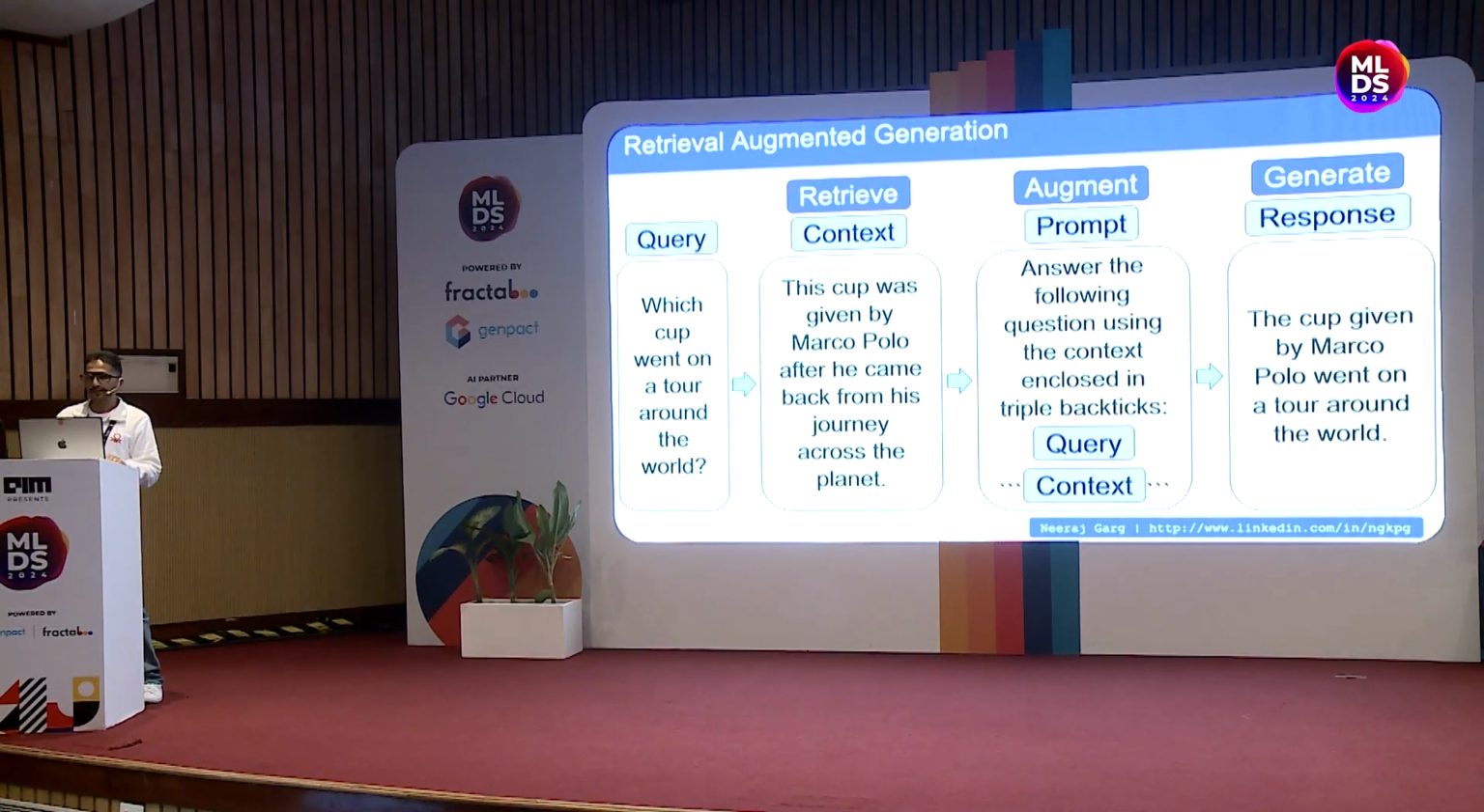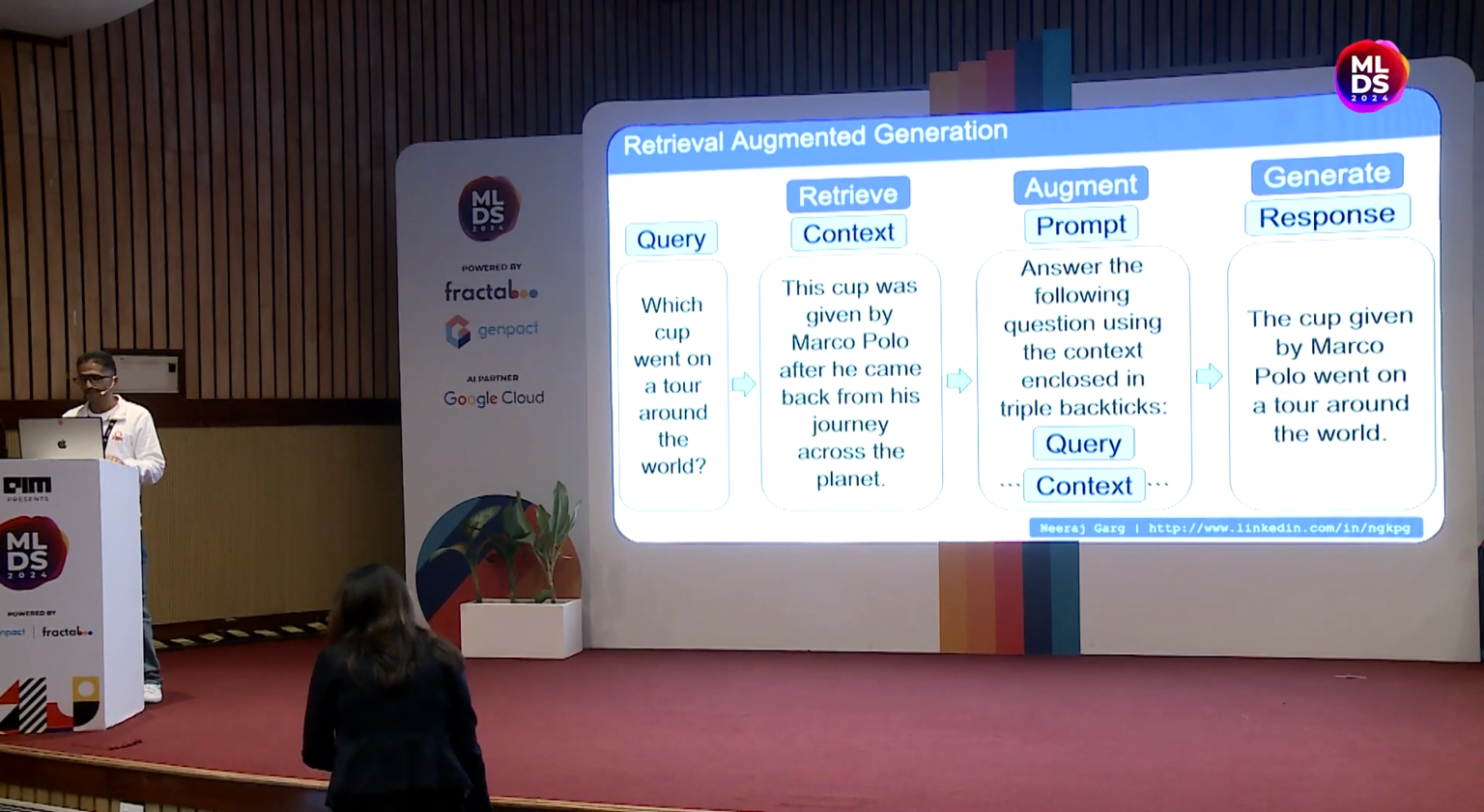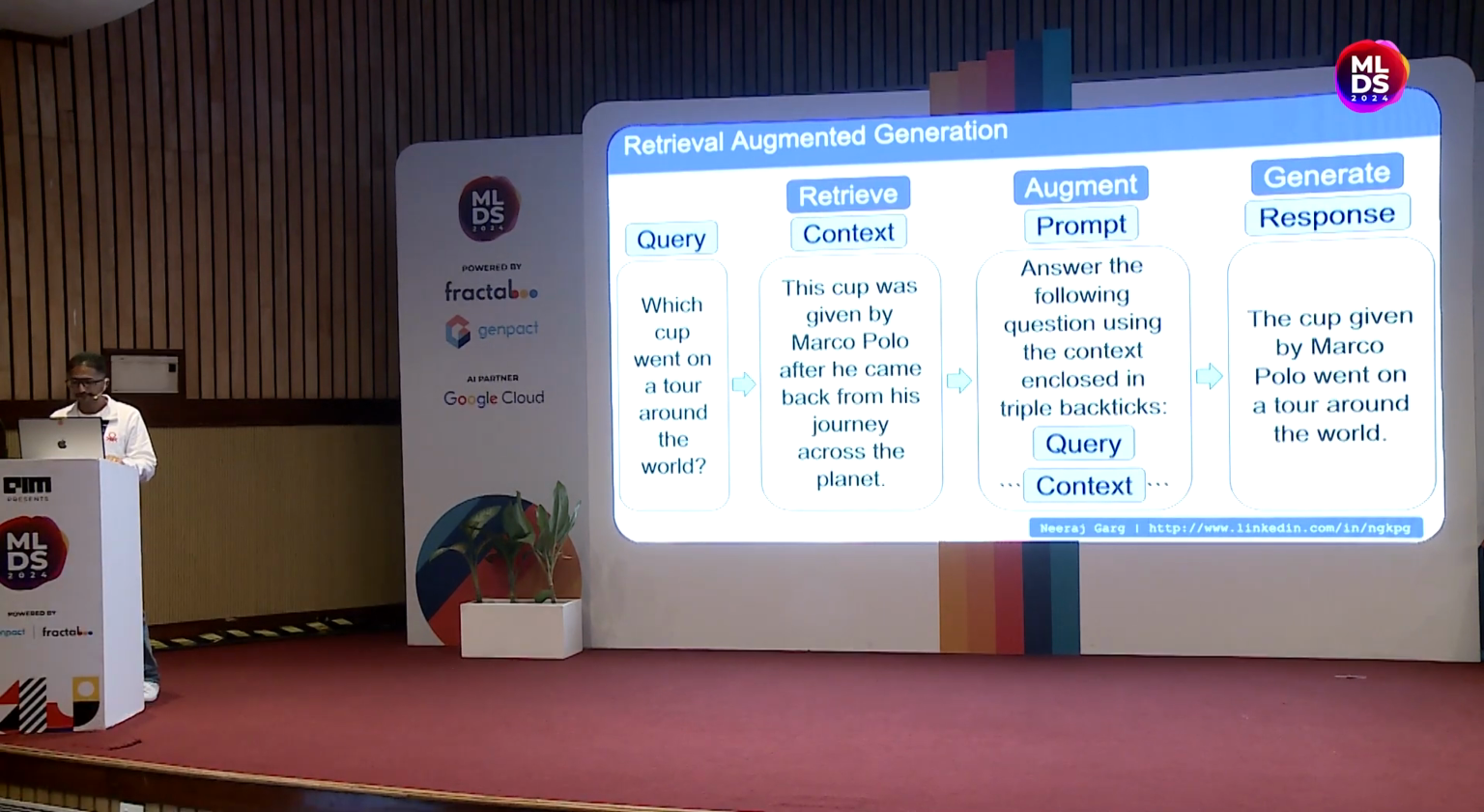With RAG, we first retrieve the relevant context given the query. Next, when we are constructing the prompt with the query, we also augment it with the retrieved content, the context. And finally, we pass this prompt to the LLM to generate the response, right?